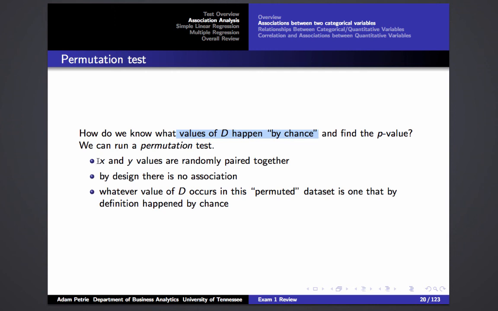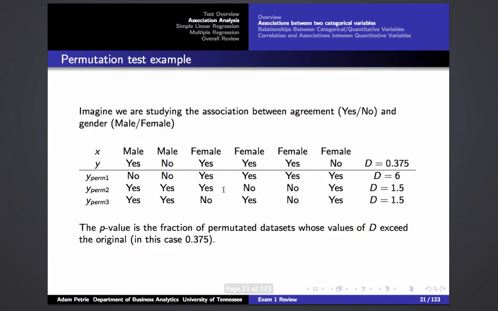How do we do that? Well, we randomly pair up the x and y values together. By doing that, by the randomness in that procedure, we've guaranteed that there's no relationship between x and y. So when we make the contingency table, make the table of expected counts, and calculate the value of d, whatever value of d that we measure is, by definition, a value of d that has arisen by chance. So if we make a lot of these permuted data sets, we can build up a range of values that occur by chance to know whether or not the discrepancy that we measured is out of line.